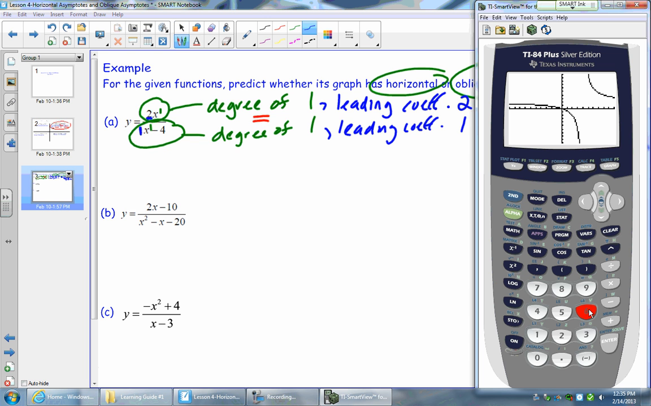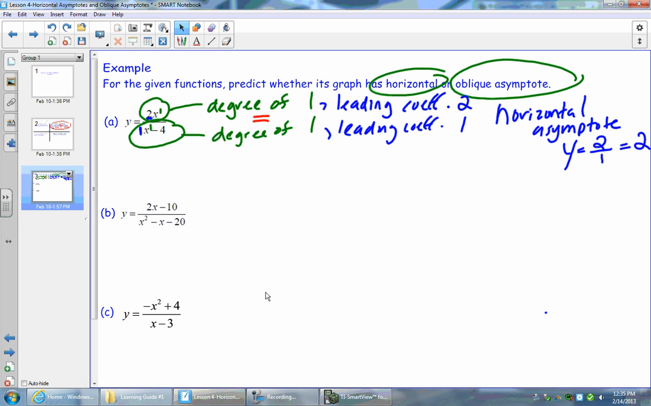And notice what happens at y is equal to 2. So 1, 2, right there. We have a horizontal asymptote. That is a horizontal line that the graph approaches, but it's not going to reach it. Okay, so that's part A for you. Now let's take a look at part B.